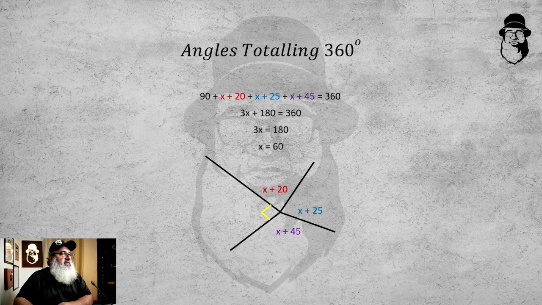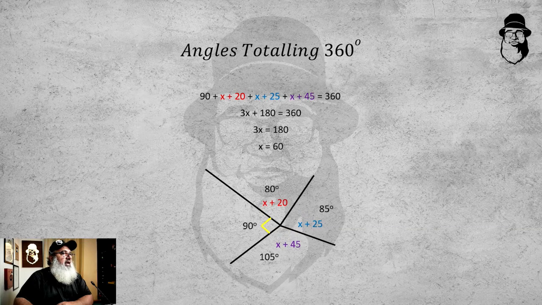Then putting x is equal to 60 in the angles in the diagram, we get 90 degrees, 80 degrees, 85 degrees and 105 degrees.